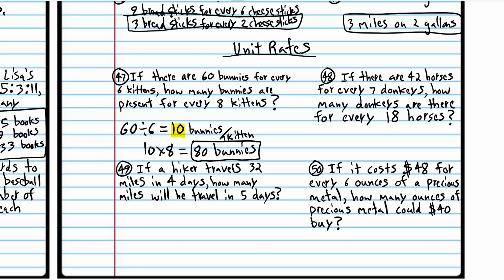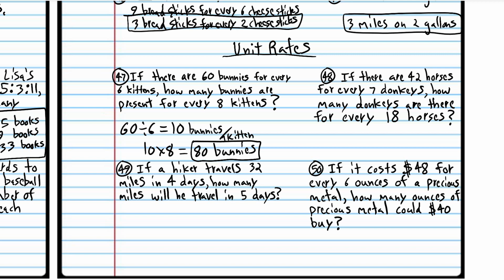Again, there are 10 bunnies for 1 kitten. That means 20 bunnies for 2 kittens, 30 bunnies for 3 kittens, and you keep going. You're just adding 10 plus 10 plus 10. Or if you want a more high-powered version of addition, you multiply 10 times 8 to get 80 bunnies. That's the fast way to do it.